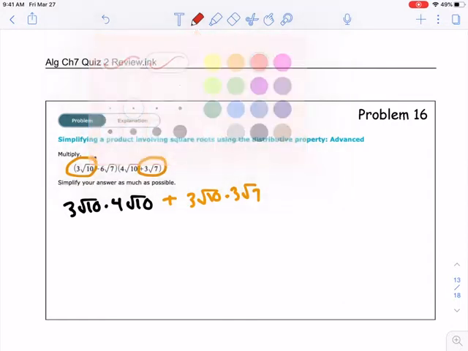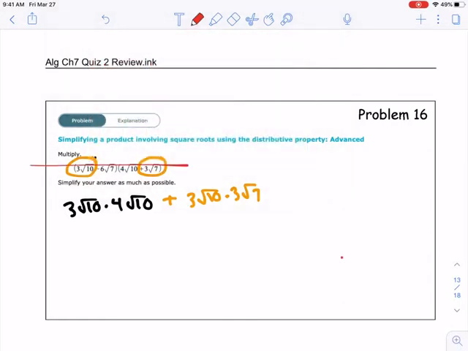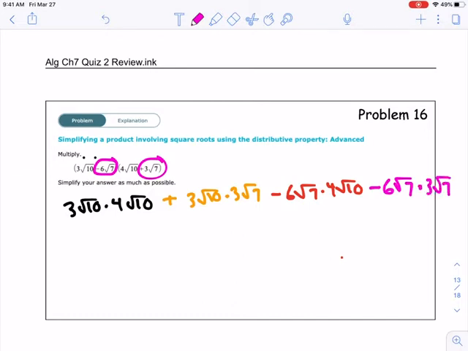Let's change colors. Let's erase this. Oops, wrong thing. All right, now we are moving on to the second term in the first set of parentheses. So we have minus 6 times the square root of 7, and we're going to multiply that by the first term here, times 4 times the square root of 10. And then we're going to do the same thing where we multiply this times that. It's going to be minus again because that negative sign belongs to that 6 times the square root of 7, so times 3 times the square root of 7.